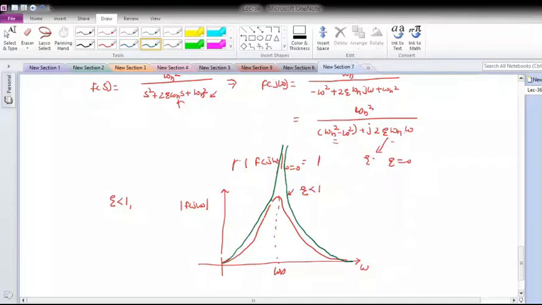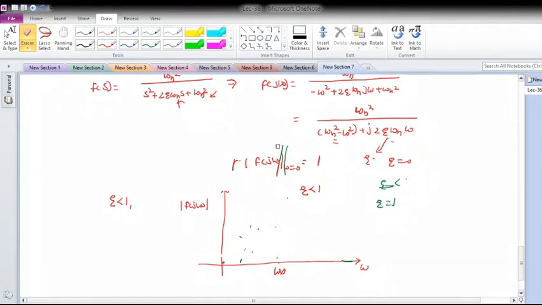Now what about the case when zeta is equal to 1? How will it be? No, I am sorry, because the magnitude will not start from 0. I am sorry, this is not correct, because at omega equal to 0 we said that the magnitude has to be 1 always, as we already proved.